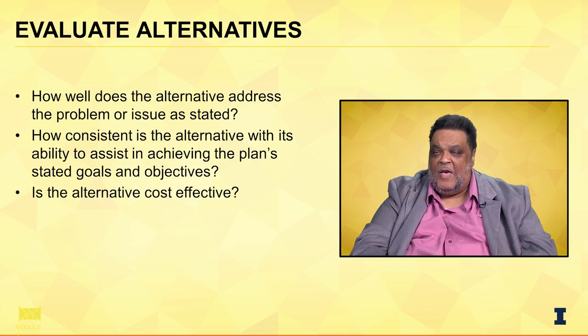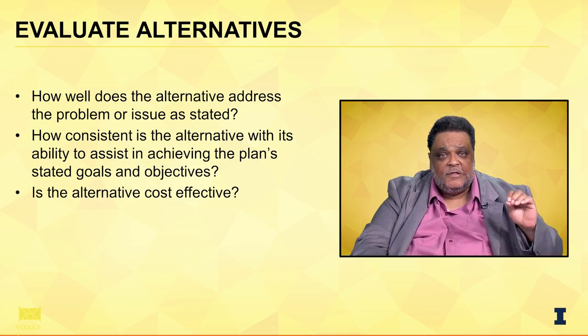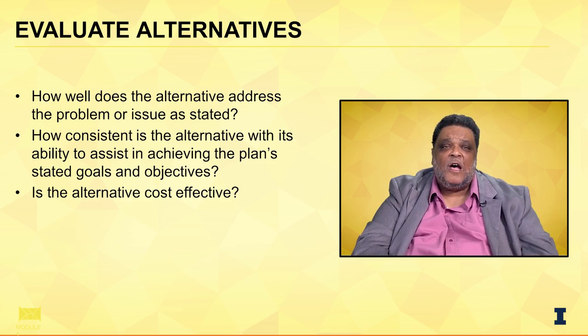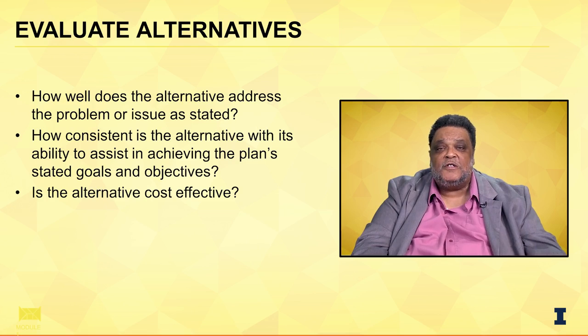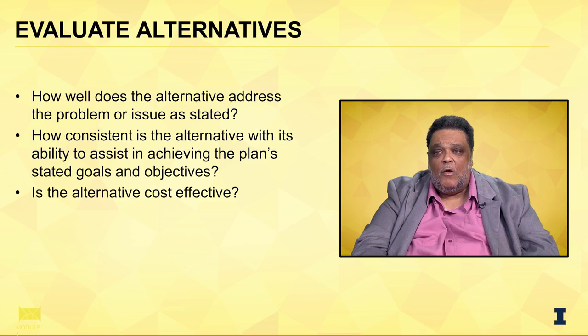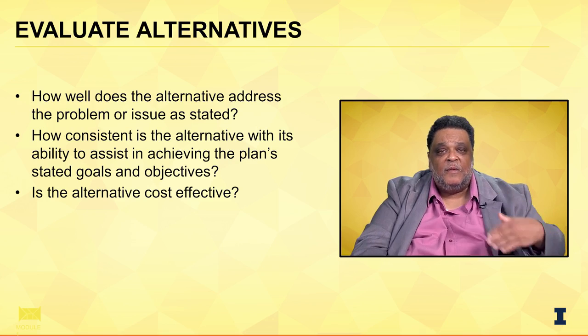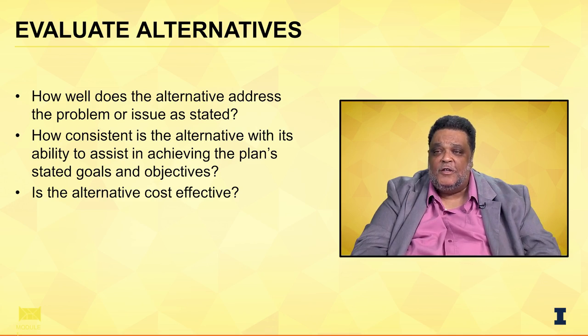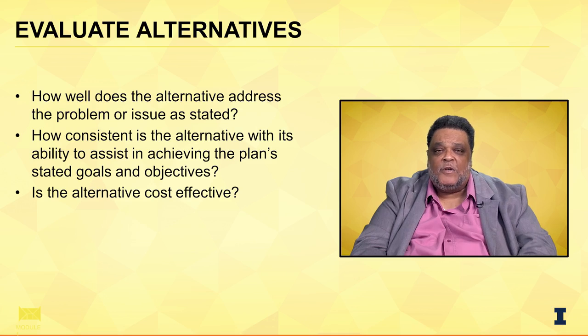So when we evaluate the alternatives, how well does the alternative address the problem or issue is the first question we want to ask. Does it solve the problem that we identified initially? And then based upon that alternative, is it consistent with achieving your goals and objectives, in either the short run or the long run? And then finally, is it cost effective? Are you getting benefits that can be justified, either from your benefits exceeding the cost, or in the long run, you will still be able to achieve the profit goals that you've established?